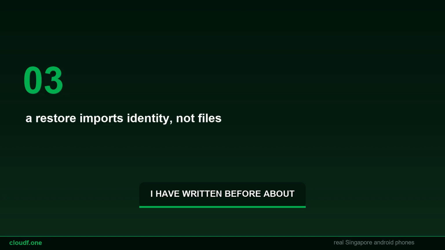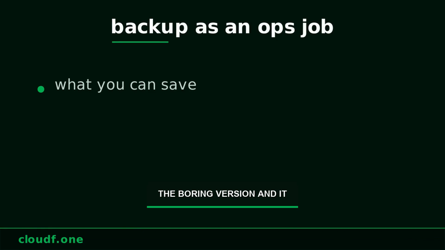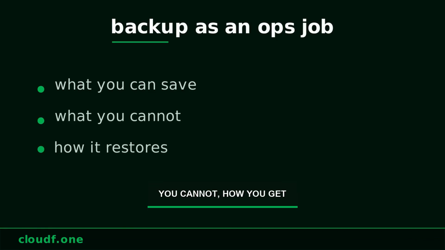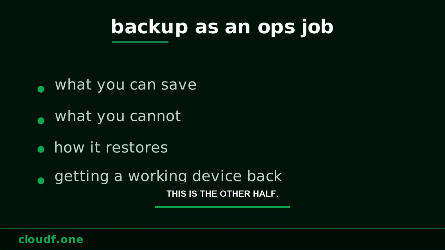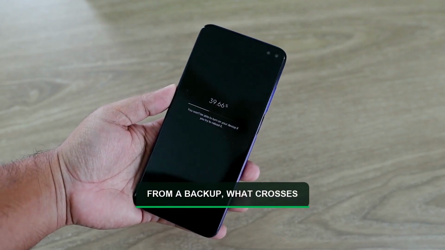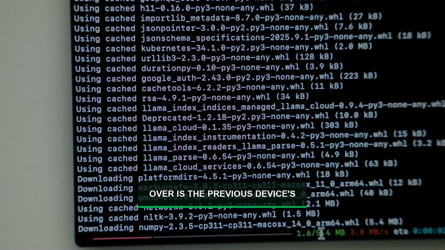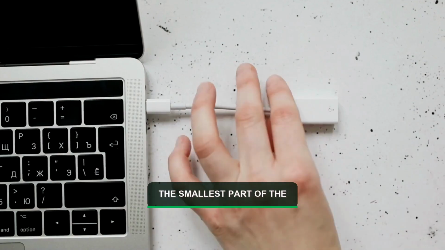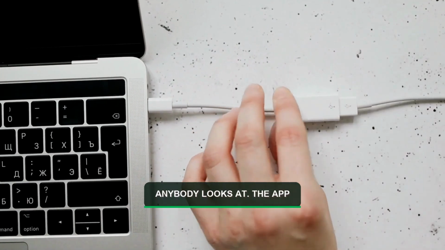I have written before about backing a phone up as an operations job. That is the boring version and it is a good one. What you can genuinely save, what you cannot. How you get a working device back. This is the other half. When you restore a device from a backup, what crosses over is the previous device's identity and the history attached to it. The files are the smallest part of the transfer and the only part anybody looks at.